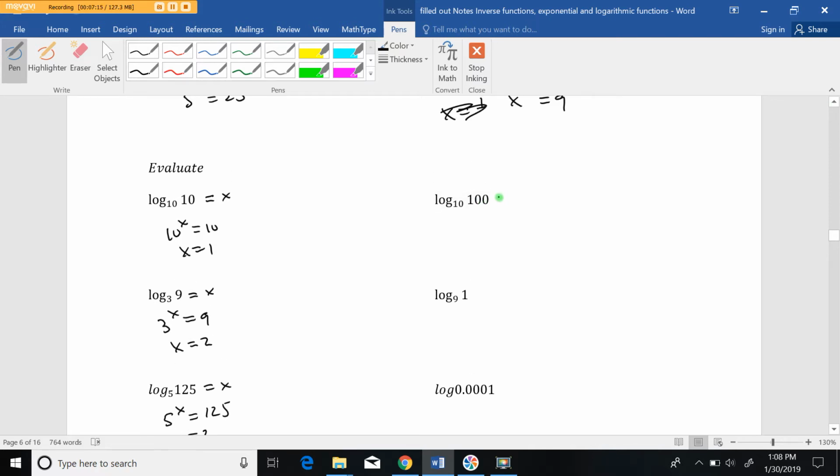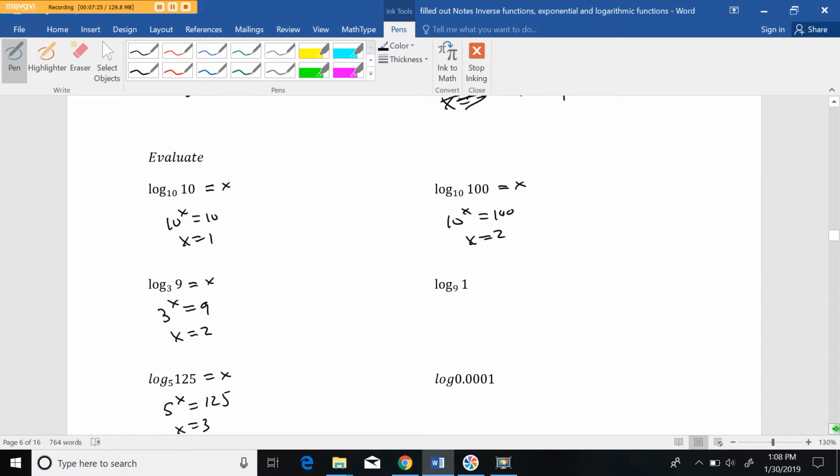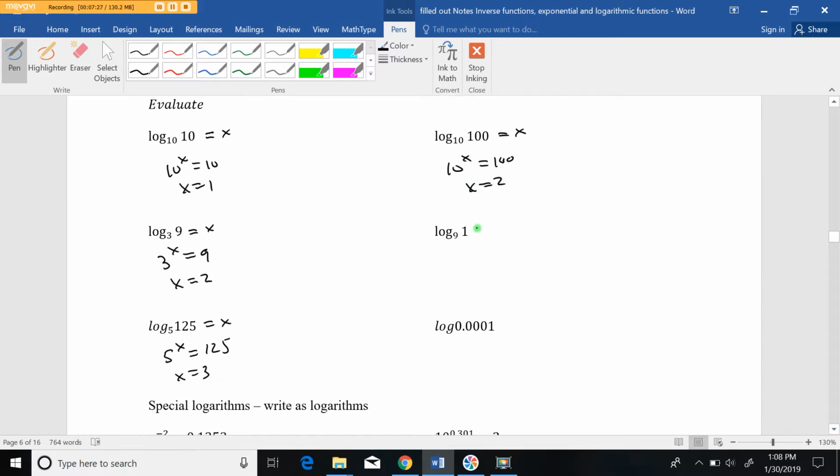All right, this is equal to some number x, and this means in exponential form 10 to the x equals 100. So x is 2. This is equal to some number x. This means 9 to the x equals 1. So x has to be 0. Anything to the 0 is 1, other than 0 to the 0, that's called indeterminate.